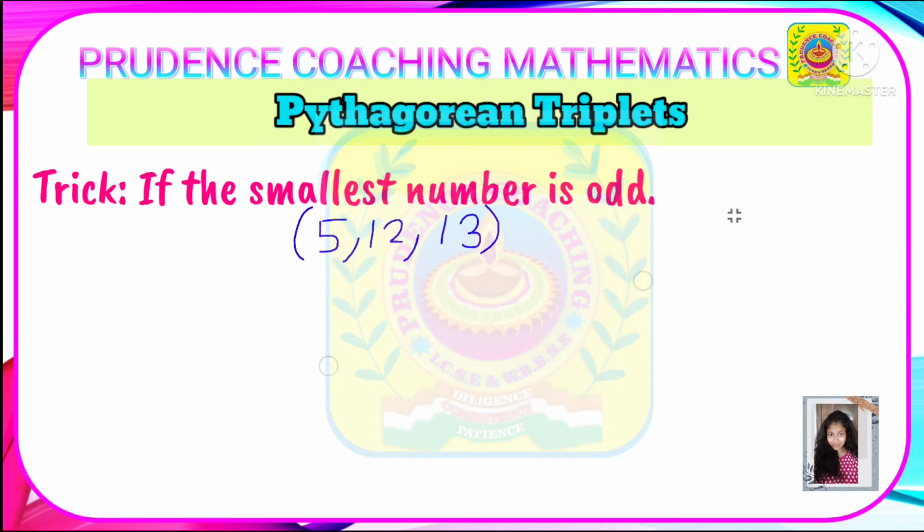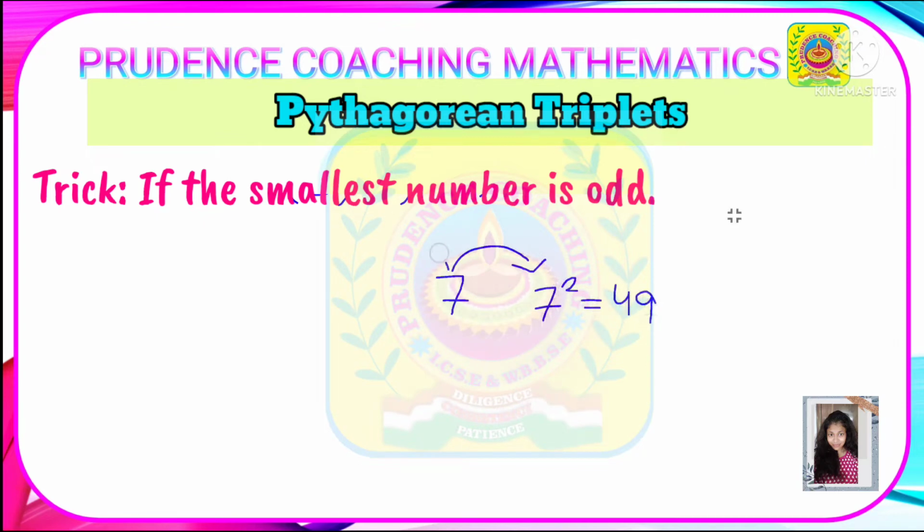Let us see another example, and next we will write the formula. So let us see the next odd number, that is 7. We know 7 square is 49. In both cases we will do 7 square, that is 49.